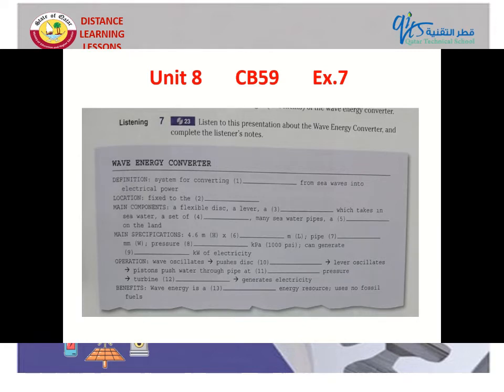Now, let's take, for example, number 1, the definition. So now, we have definition here, system for converting. Now, this gap, converting, do you think this answer can be a number? Very good, it can be a number. So what do you think it can be? Probably a thing. Yes, it can be something. So this is how you predict. Now, get ready to listen.